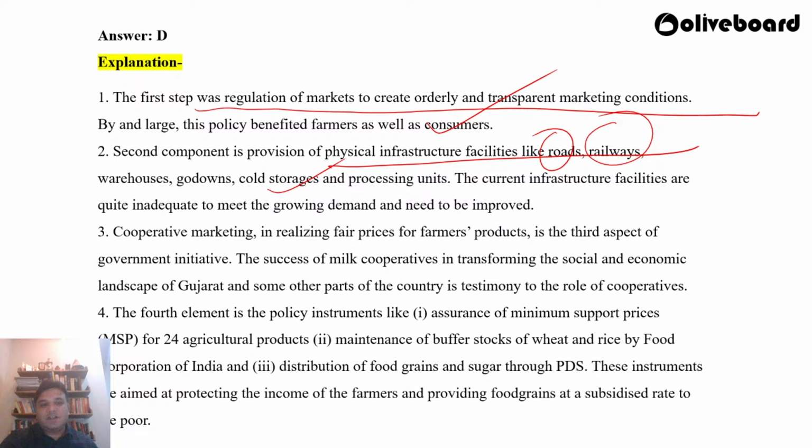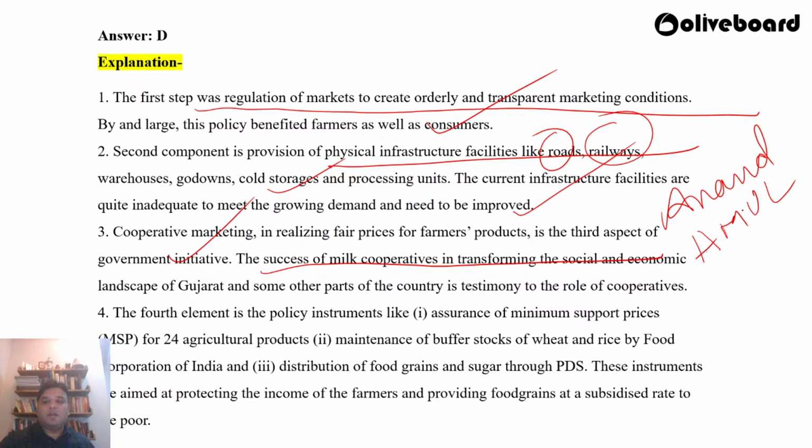The current infrastructure facilities are quite inadequate to meet the growing demand and they need to be improved. Cooperative marketing in realizing fair price for farmers' products is the third aspect of government initiative. For sugarcane farmers, for rice farmers, there has to be a fair price policy so that they get their due, right? A case in point here is the success of milk cooperatives, which have transformed the social and economic landscape of Gujarat, especially in Anand district, right? You must have heard about Amul, right? Amul is based out of Anand district in Gujarat. And these milk cooperatives have now become beacons of example for various cooperatives which are sprouting across the country.